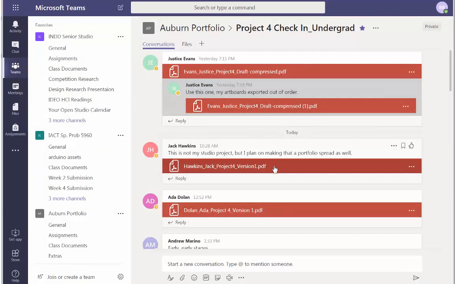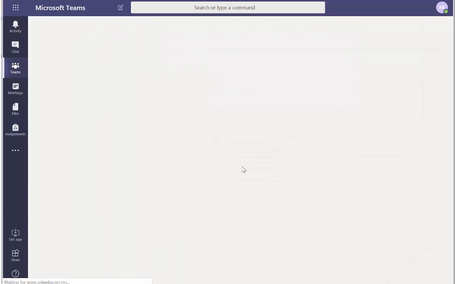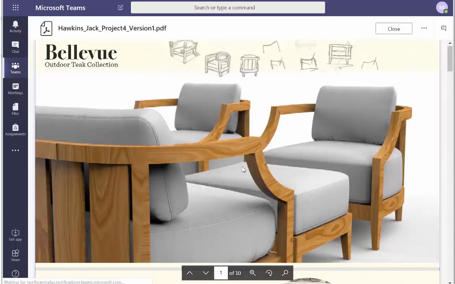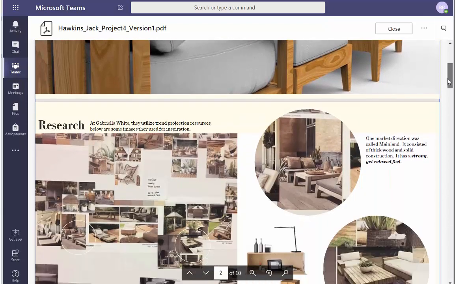Not my studio project. I'm good. You're telling me you did design beyond what you were required to do? Crazy. You actually make a design job around here. The Bellevue. The Belmont. Look at them cushions.